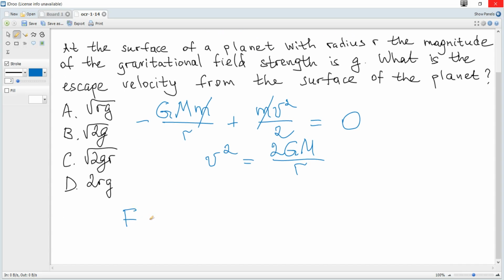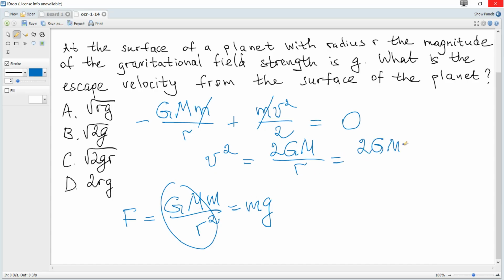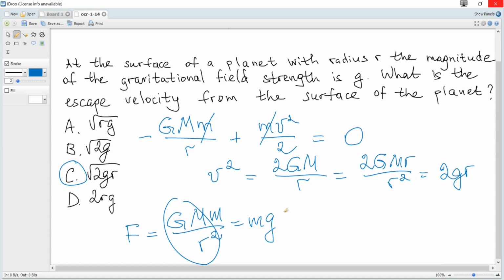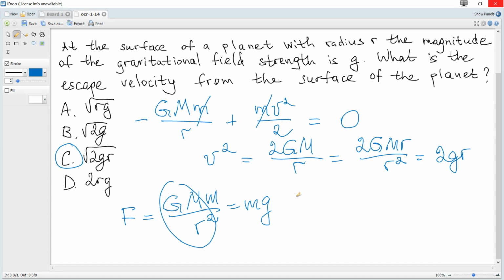And the gravitational force is G times the mass of the planet times the mass of the object over r squared, and it is equal to mg. So g is this, and multiplying the numerator and denominator by r, we get that it becomes 2 times g times r. Hence v is the square root of 2 times g times r. And that's all for this question.